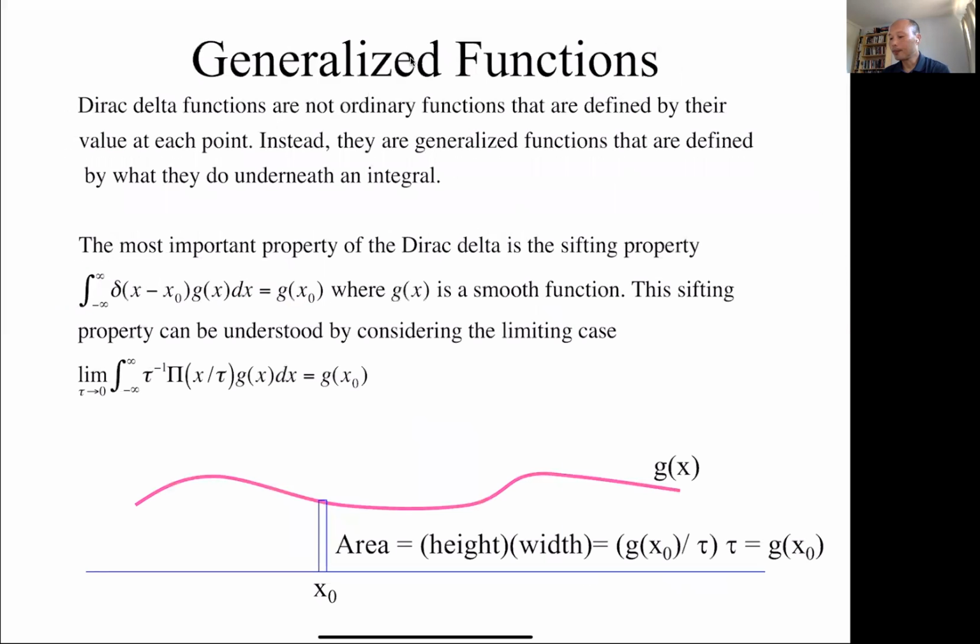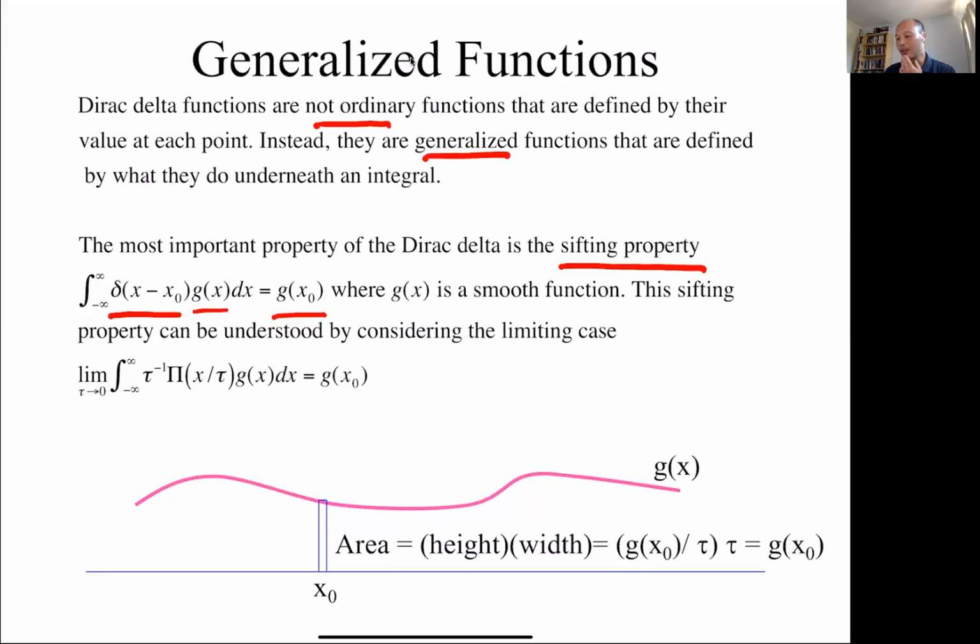Okay, so this is just a comment. You don't really need to know too much about this, but they are not ordinary functions. They're instead what are called generalized functions, defined by what they do in the integral. For this class, the most important property that you'll want to know is what's called the sifting property. That means if I have some function g of x, and I multiply it by a shifted Dirac delta function, delta x minus x0, and then I integrate that product, what that operation does is it returns the value of my function at that point in space.